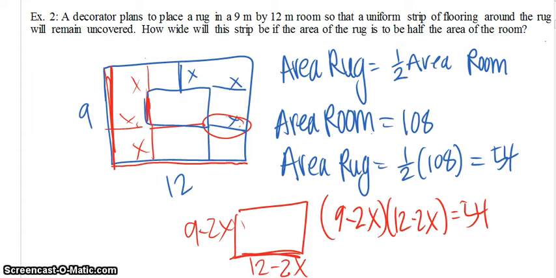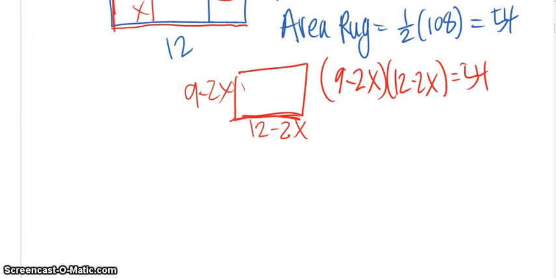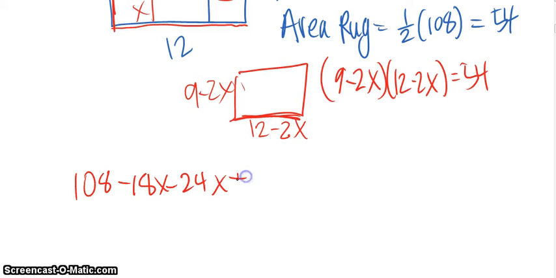I'm trying to click to move down, and it's going slowly. Okay, so I'm going to write that over here. So that's going to be 108, and then it's going to be negative 18x minus 24x plus 4x squared, because that's multiplying all these out. Like that, okay? Equals 54.